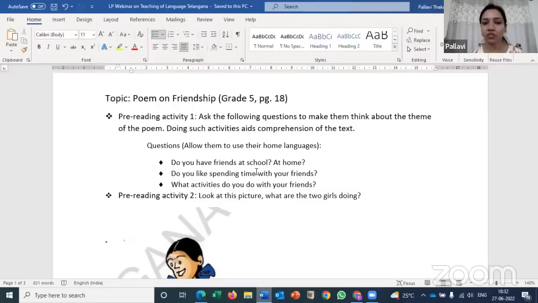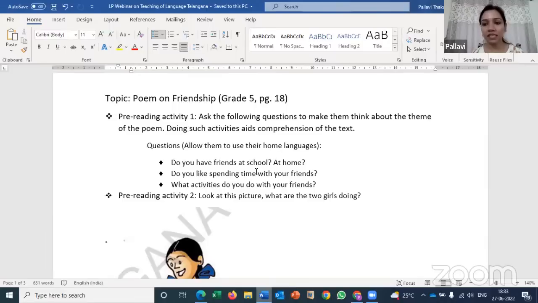You can also ask them questions like, do you like spending time with your friends? What activities do you do with your friends? Your children might want to share some of the games that they play with their friends. So doing an activity like this is very simple. It seems like you're just asking some general questions around that text which you're going to engage with in a bit. But doing such an activity is very important, especially because it transports the child into a space where the child begins thinking about the theme of the text which she or he is going to read.